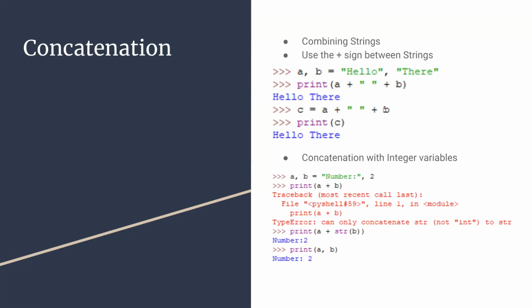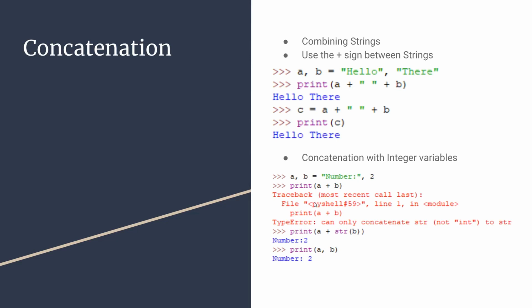That's fine. However, if you want to concatenate with integer variables, it can get a little bit weird. So we're assigning A "number:" and B we're assigning to 2. So normally up here, we would just have to print A plus B. But we can see that we're getting this traceback error, and basically it doesn't like that because you can only concatenate string, not int, to string. Okay, well, what does that mean? Well, that means that we can cast the variable B as a string, so A plus the string of B, str, and then parentheses around some variable or some integer. We'll give it a string variable instead, and so we can see number: 2.